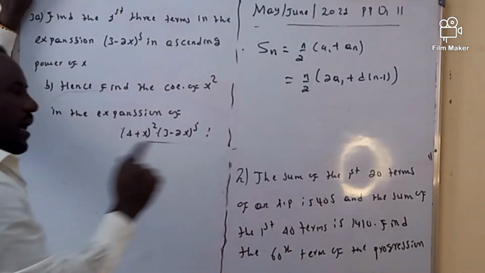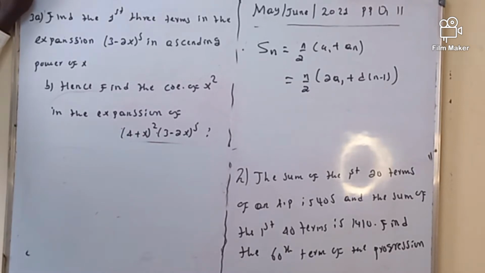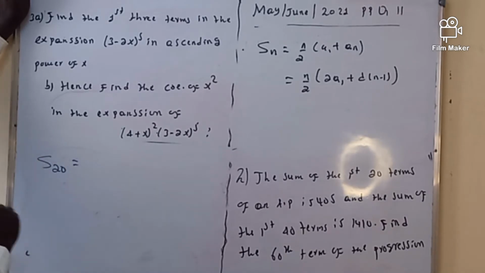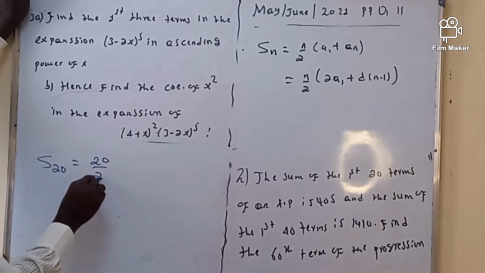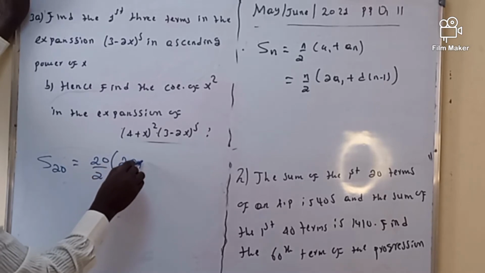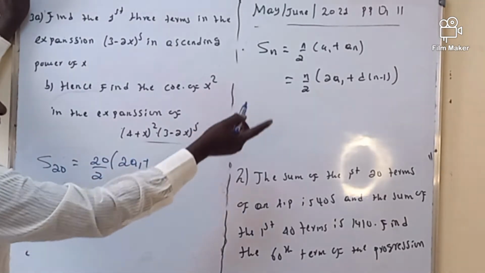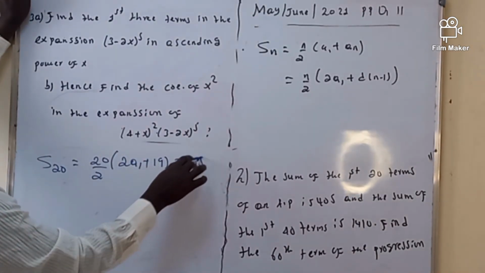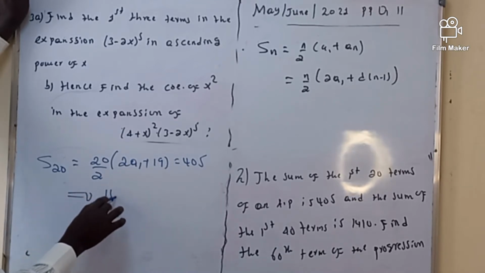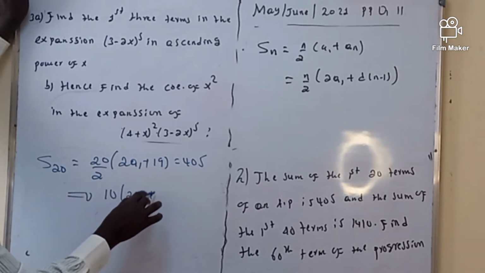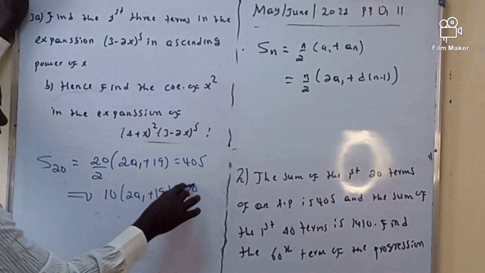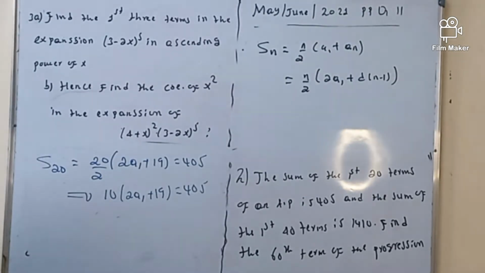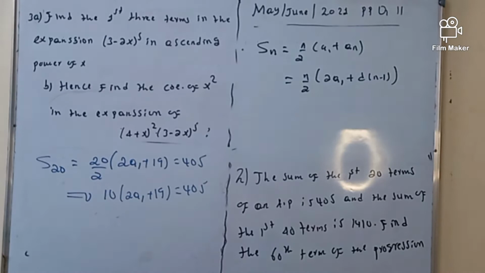What's the given information? The sum of the first 20 terms of an arithmetic progression is given. So S20 is already given: 20 over 2 into (2a1 plus d into (20 minus 1)), that is 19d. So this implies that 10 into (2a1 plus 19d) is going to be this value. This is the point.